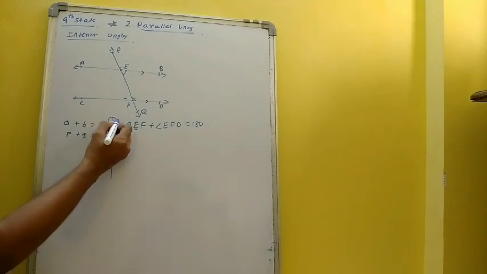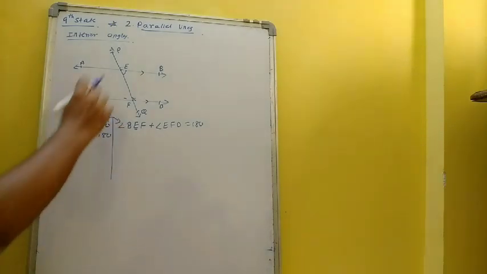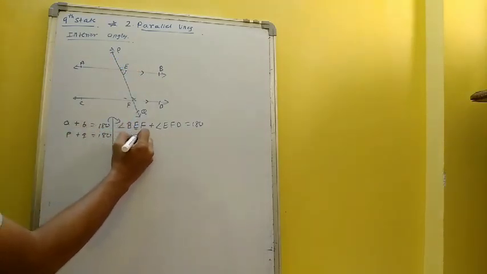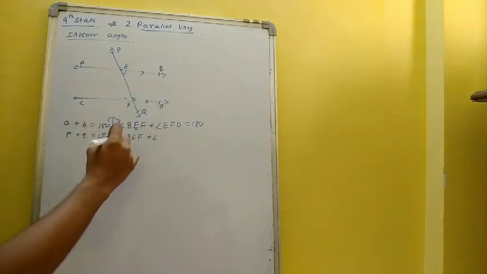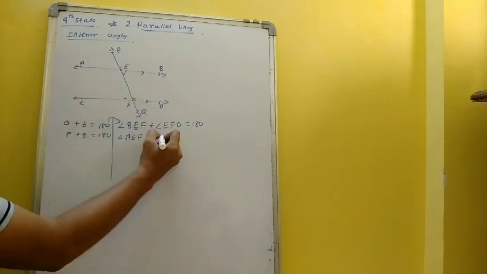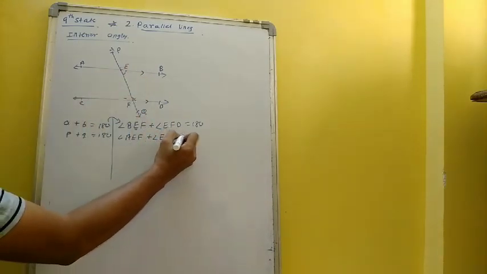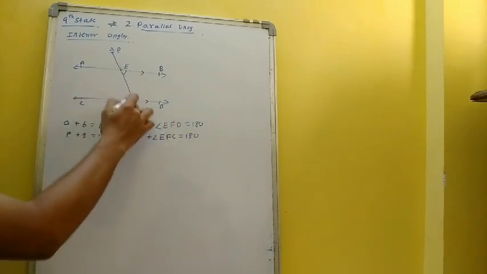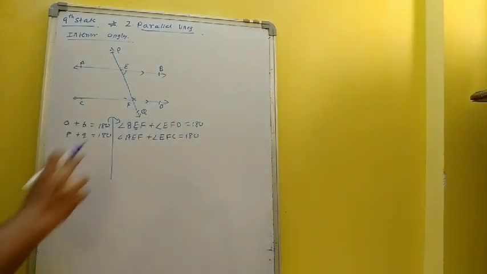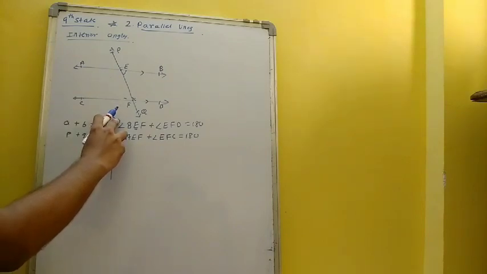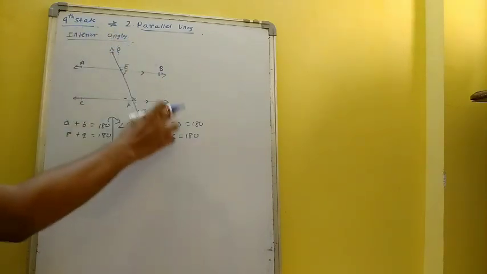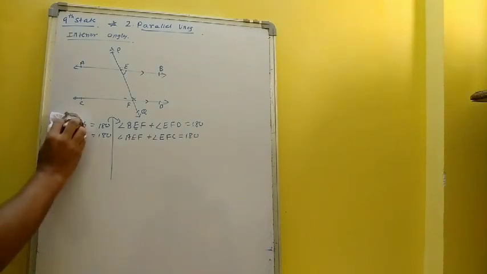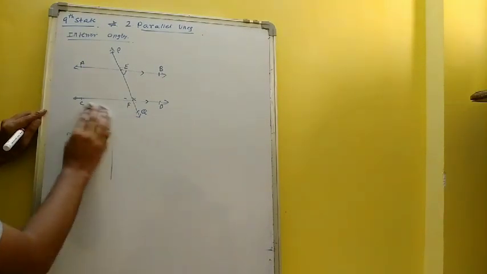For a plus b, we can also write this: angle AEF plus angle EFC is also 180. For EFC, you can also write CF. Got it? So this is the pair of interior angles, and the sum of interior angles is 180. Now we will see corresponding angles.